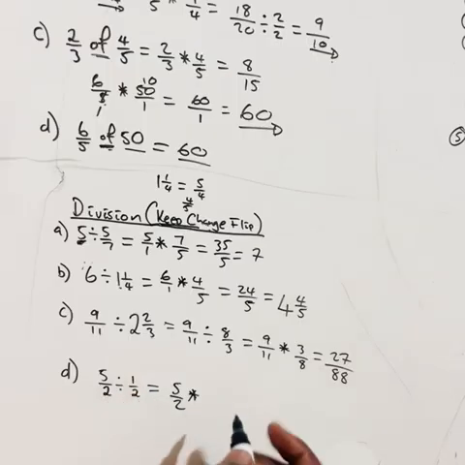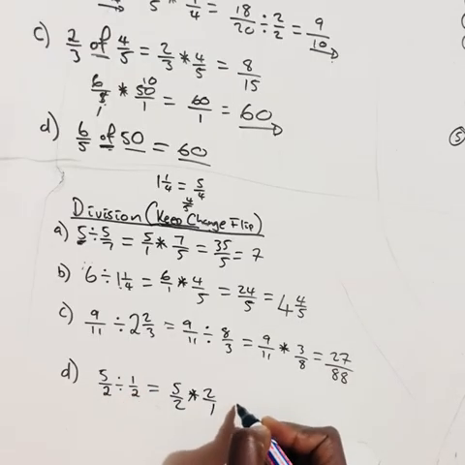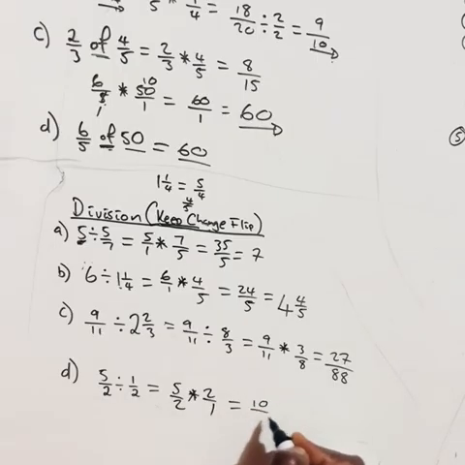And then we flip, which is now 2 over 1, which is equal to 5 multiplied by 2 is equal to 10 over 2 multiplied by 1, which is equal to 2, and 10 divided by 2 is equal to 5. Four all numbers. And just like that, we are done with the division of fractions.